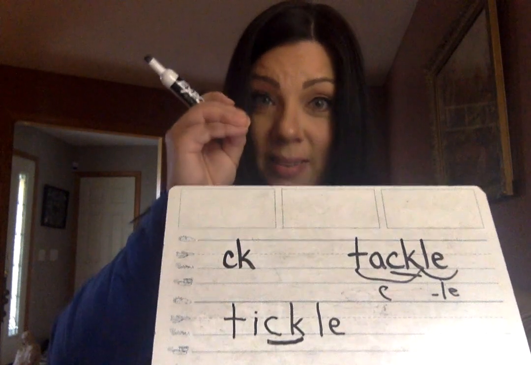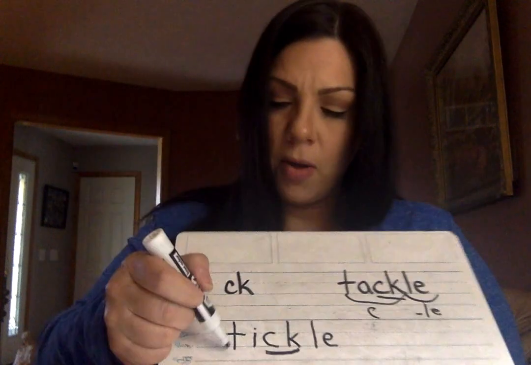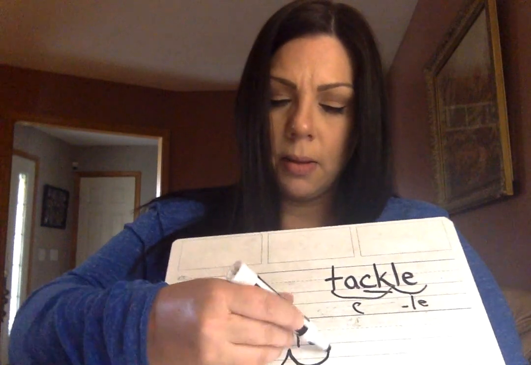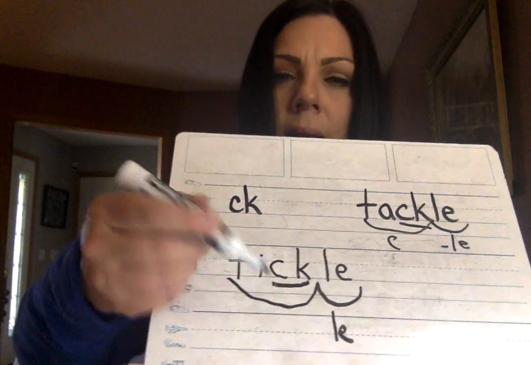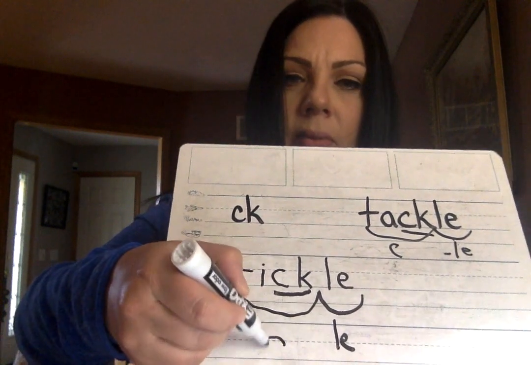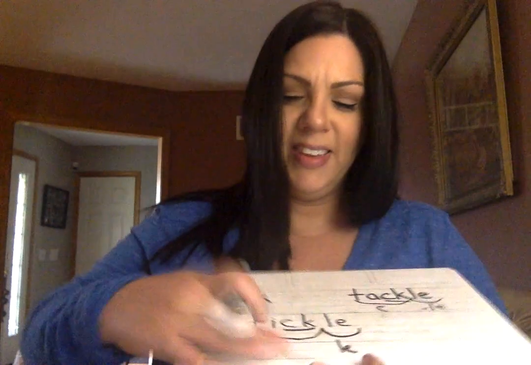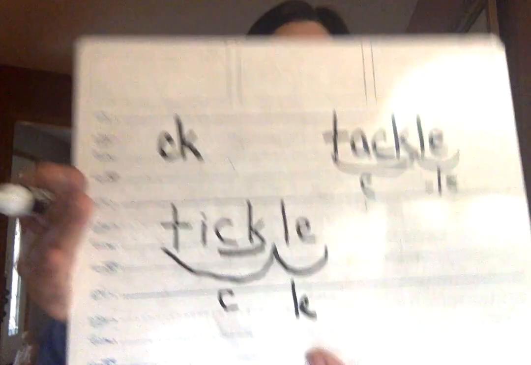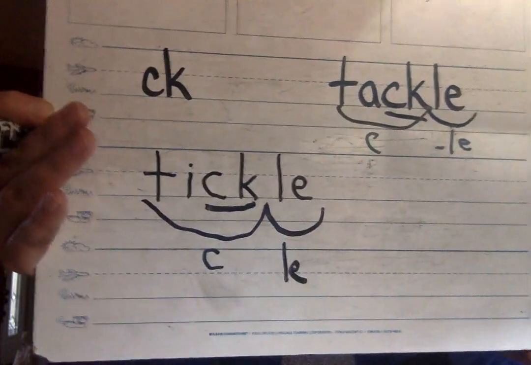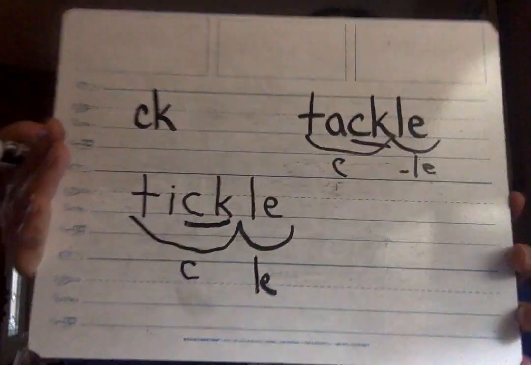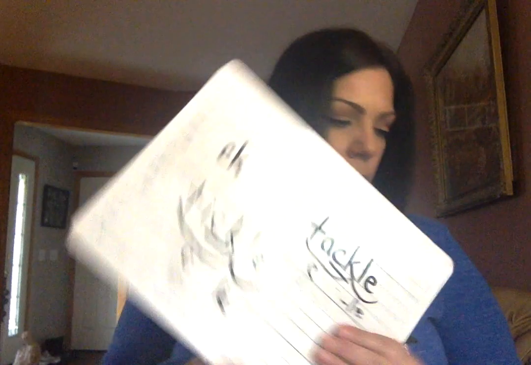Okay, so when we divide it, these have to stay together, right? Together because it's a digraph. Tick. We know this is the LE portion, and this is closed. Oops, it's hard to write upside down sometimes. So we have tickle and tackle. Okay, so when you're dividing your words, I want you to remember those.